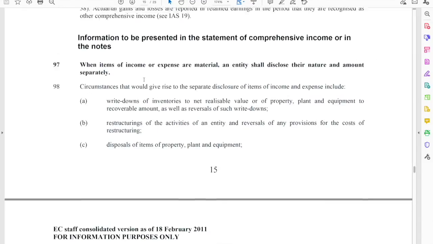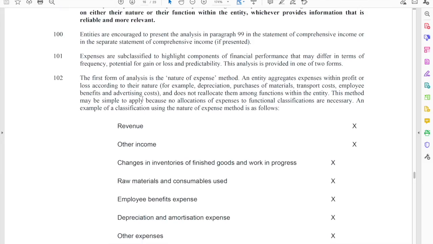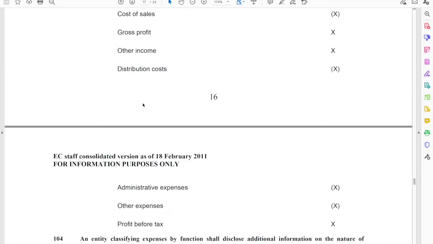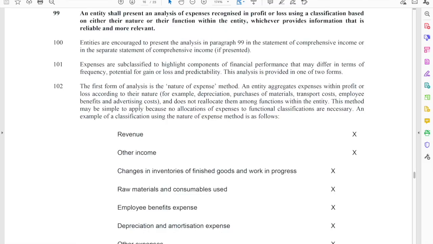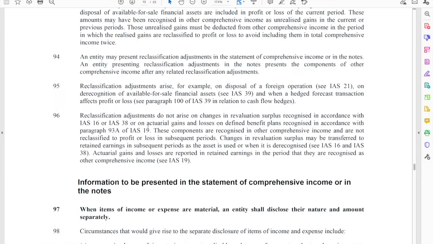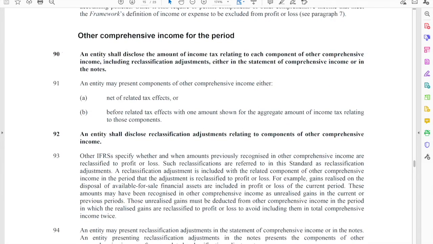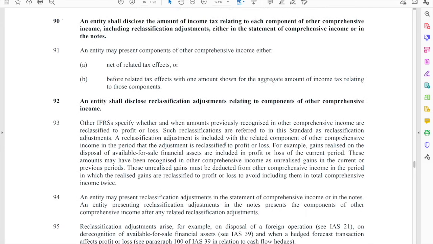discussion. So, sa other comprehensive income based on the IAS 1, okay, ito, other comprehensive income for the period. So, let's jump in with the paragraph 92. An entity shall disclose reclassification adjustments relating to components of other comprehensive income. So, sa other comprehensive income, binubuo kasi yan ng mga reclassification adjustment.